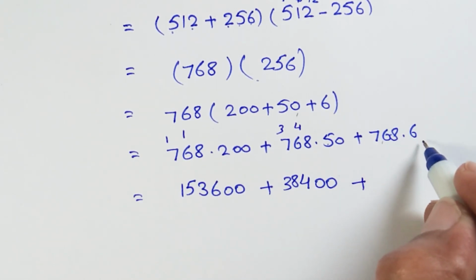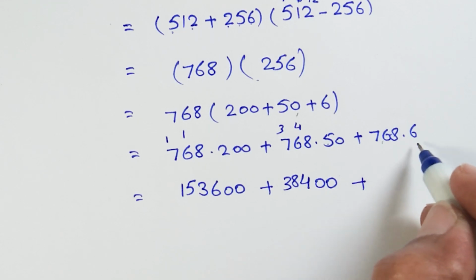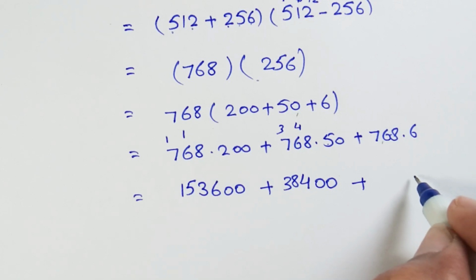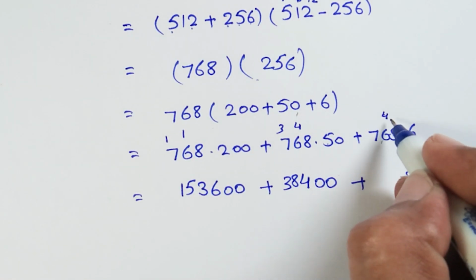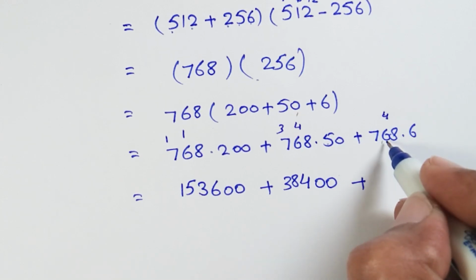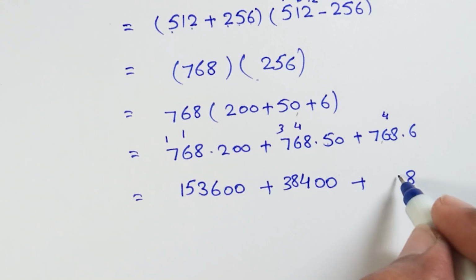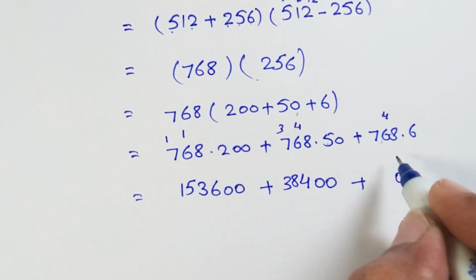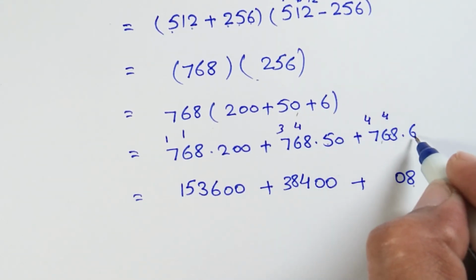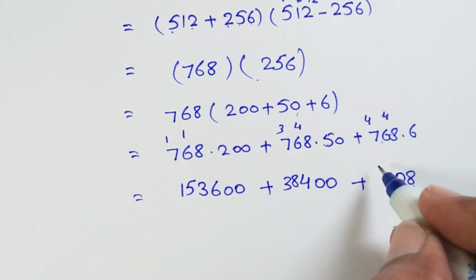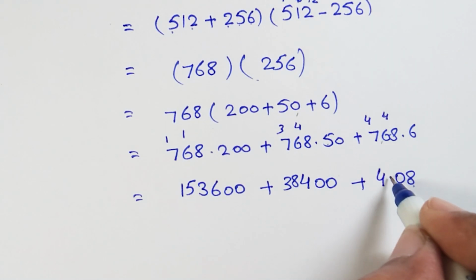So now 768 times 6, we will multiply both values. 6 times 8 is 48. So we will write here 8, and 4 is left. 6 times 6 is 36, 36 plus 4 is 40. So we will write here 0, and 4 is also left. 6 times 7 is 42, 42 plus 4 is 46.